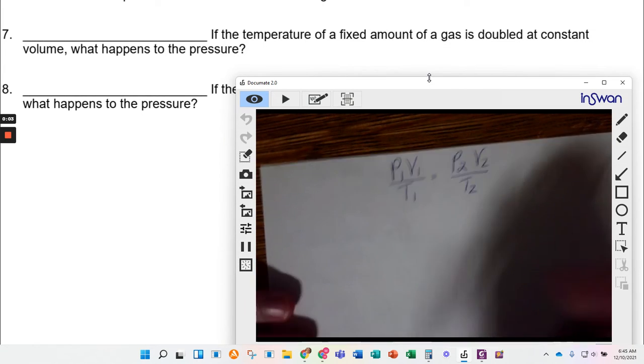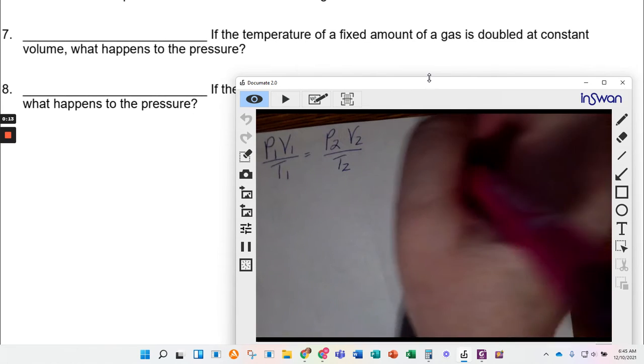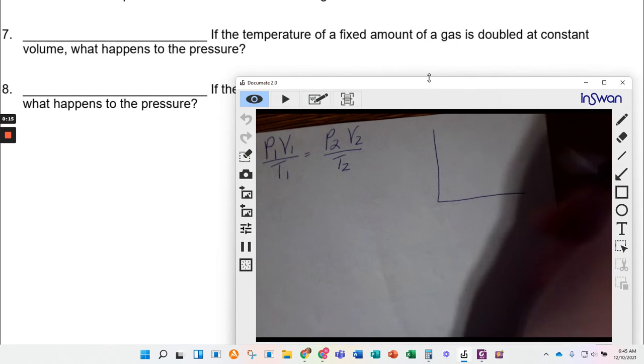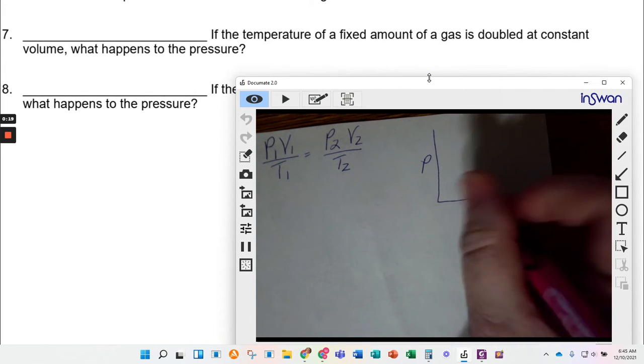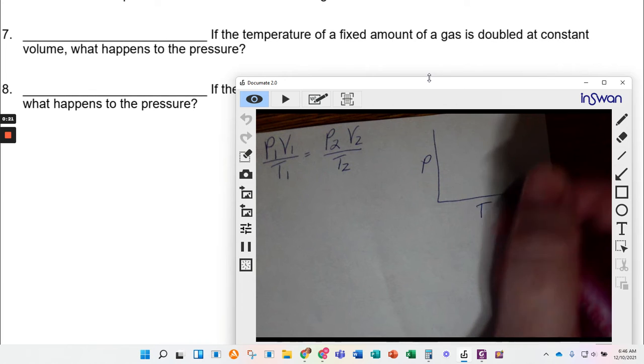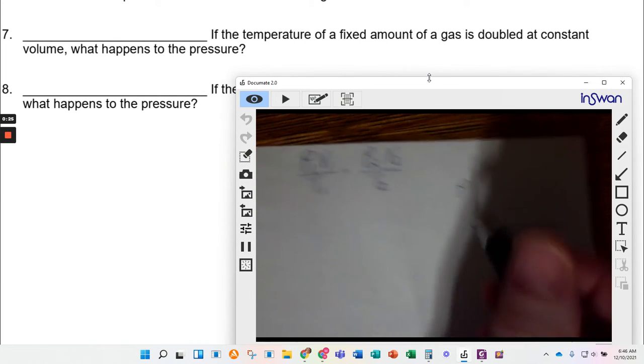Okay, last thing I want to just show you really quickly is how to do number 7. So it says if temperature of a fixed amount of gas is doubled at constant volume, what happens to the pressure? So what it's asking you about is the temperature and pressure graph. And maybe you remember it and maybe you don't remember it. So if you don't remember what the graph looks like, that's okay.